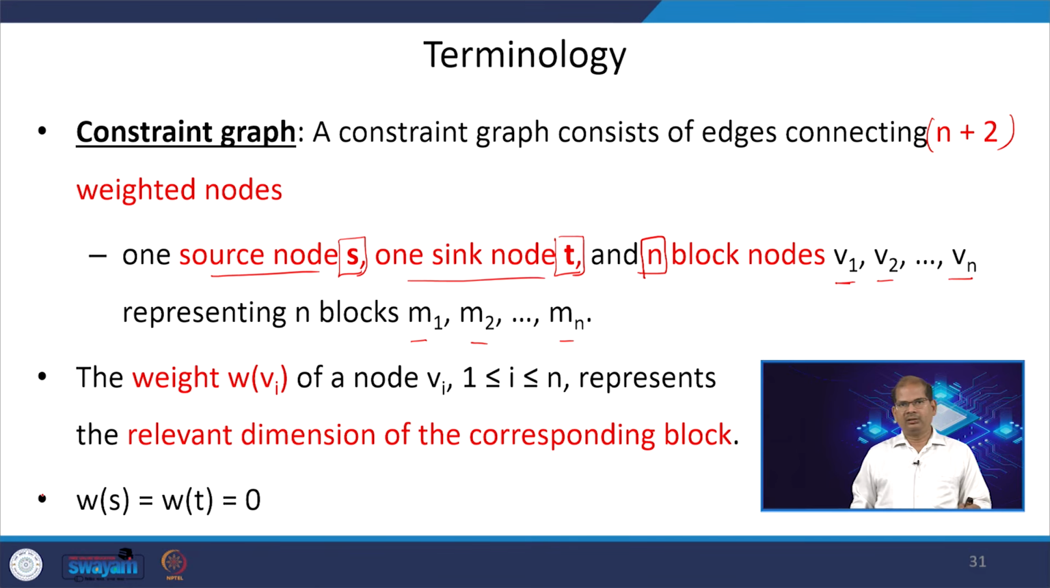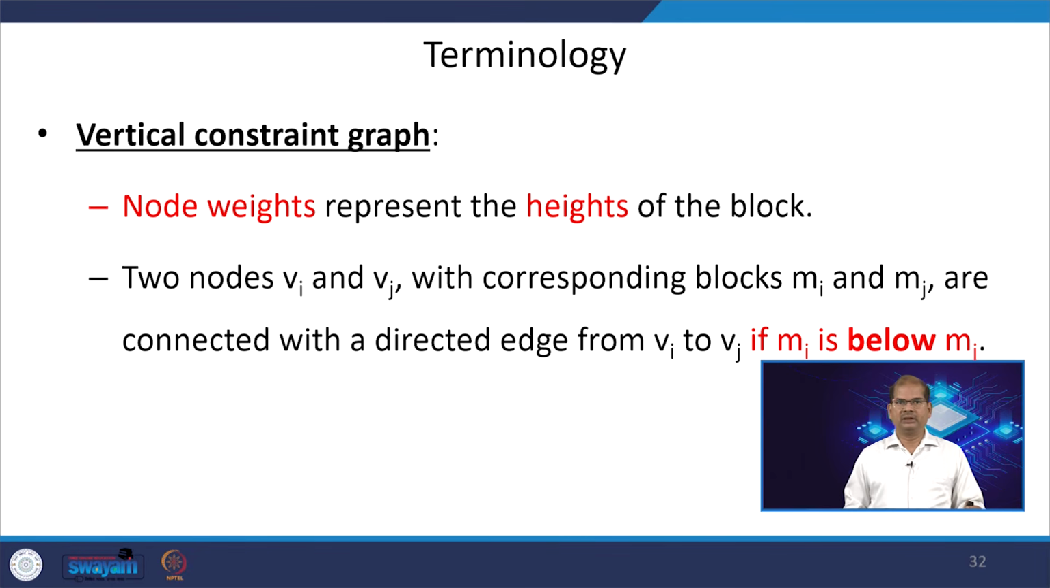The weight W of V I of a node V gives you the dimension of the corresponding block. Basically, W s or W t has dimension 0, but the other blocks will have the corresponding dimensions. So, we have this vertical constraint graph. In this case, the node weights give the height of the blocks. So, if you know the height of each block, you can find the height of the global bounding box.